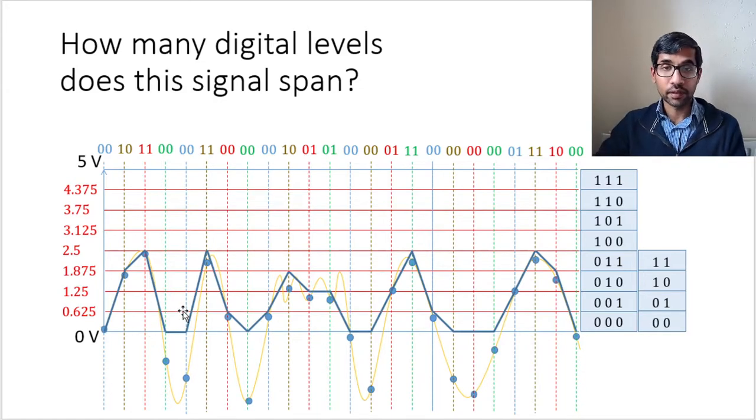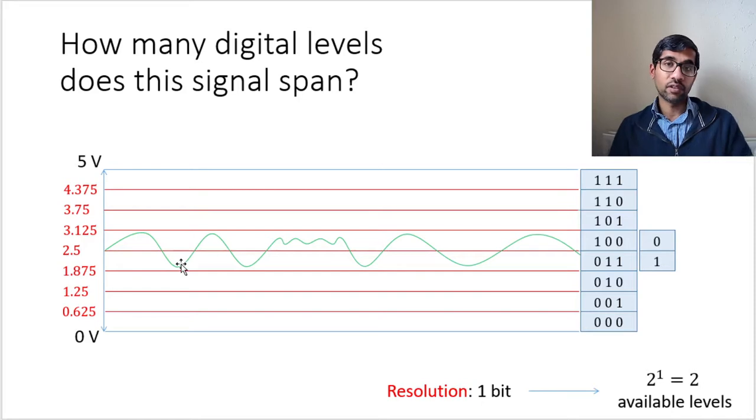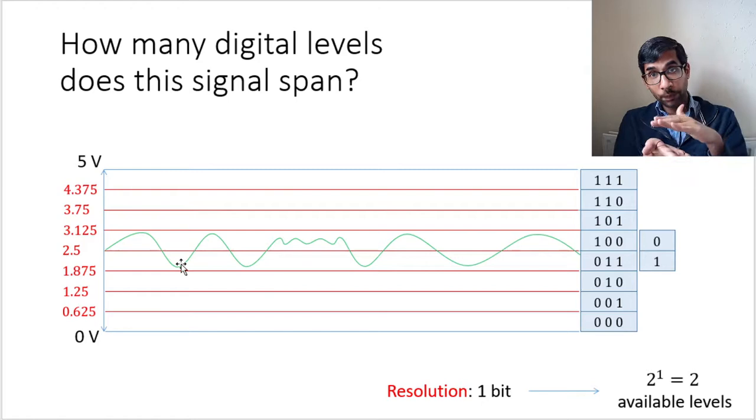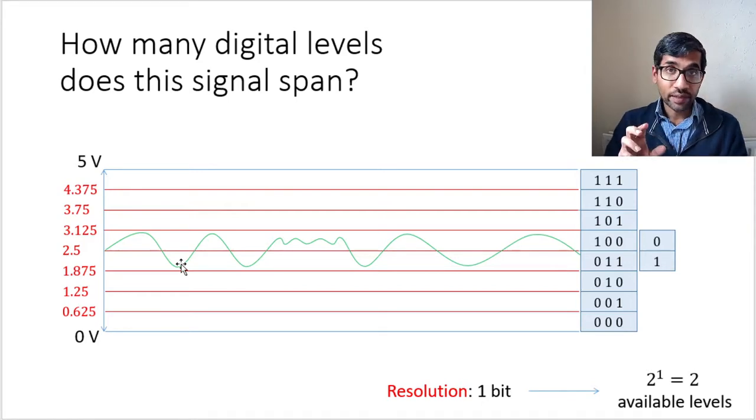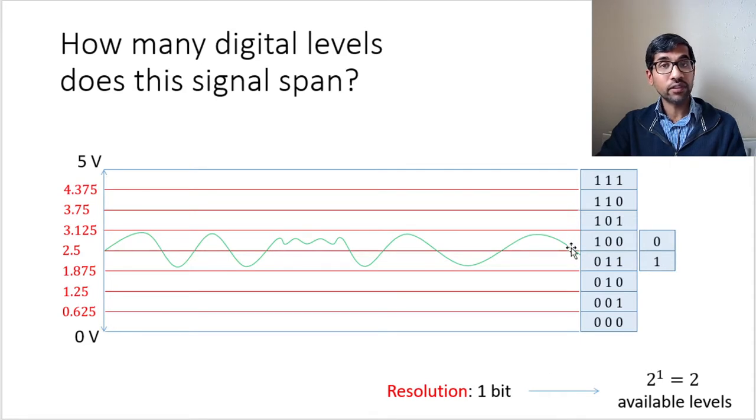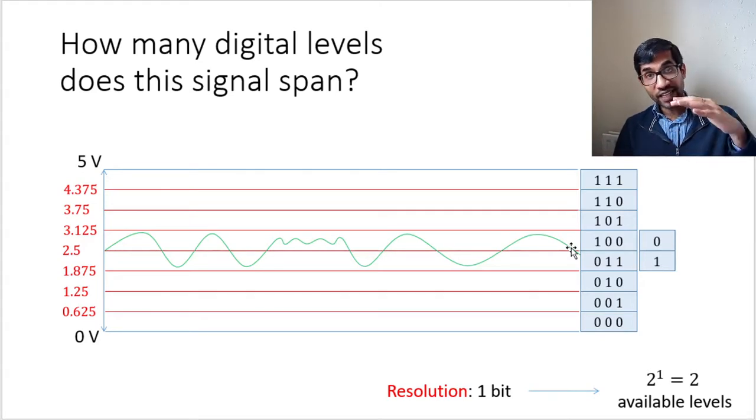Let's take another example. This is the same analog signal that we have been looking at all along, but it's a much more compressed signal. Let's ask the same question. How many digital levels does this signal span? This signal only spans 2 digital levels. Now 2 to the power 1 is 2. So basically we are just doing a 1-bit analog to digital conversion, even though we have 8 levels available, we are only using 2 right now.